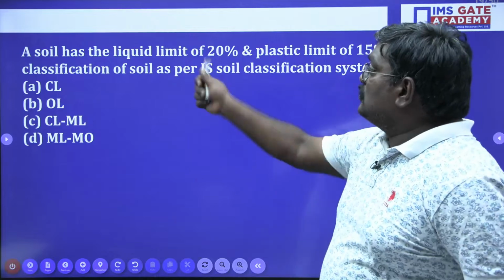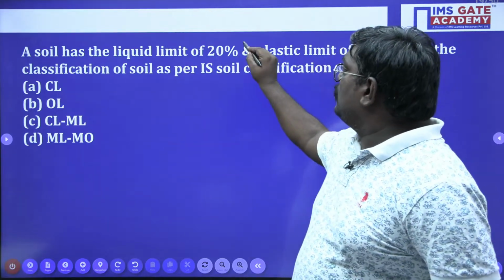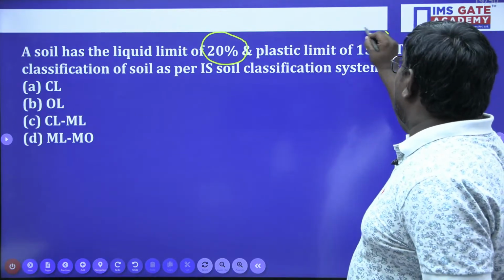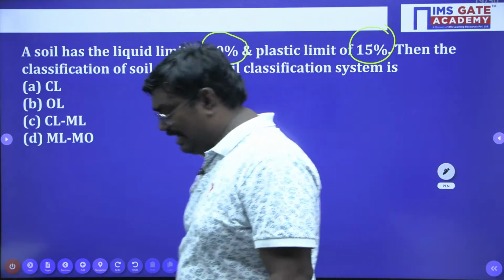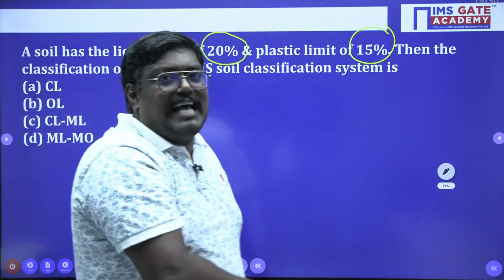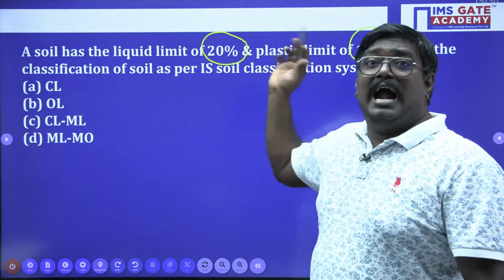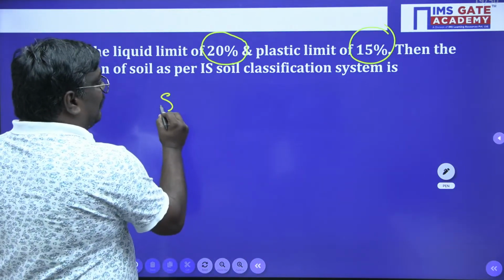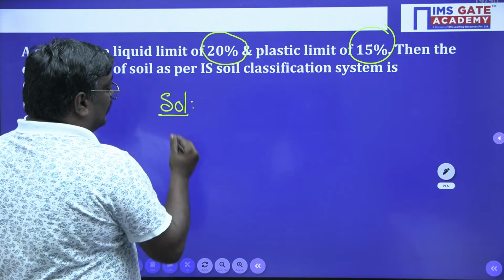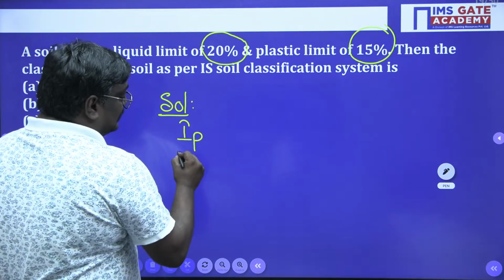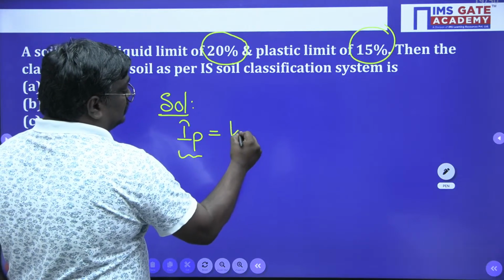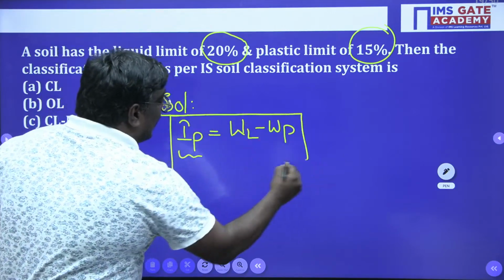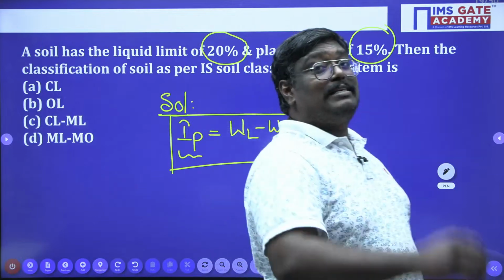Very good, very good. Now see, students, a soil has a liquid limit of 20 percent and a plastic limit of 15 percent. So when I solve this problem, what is IP? IP is nothing but the plasticity index. It is given as liquid limit minus plastic limit.